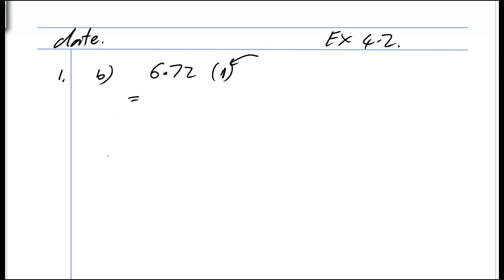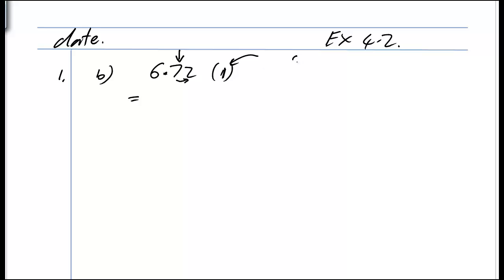So all you do is you go, right, put a little arrow to the number of decimal places that you want to have in your answer. We want 1 decimal place in the answer. Look at the number just to the right of it. So look at the number just to the right of the 7. It's a 2. Now, here's the rule.